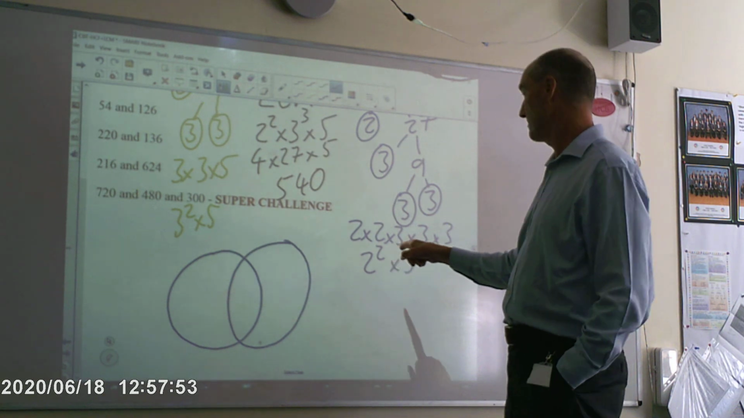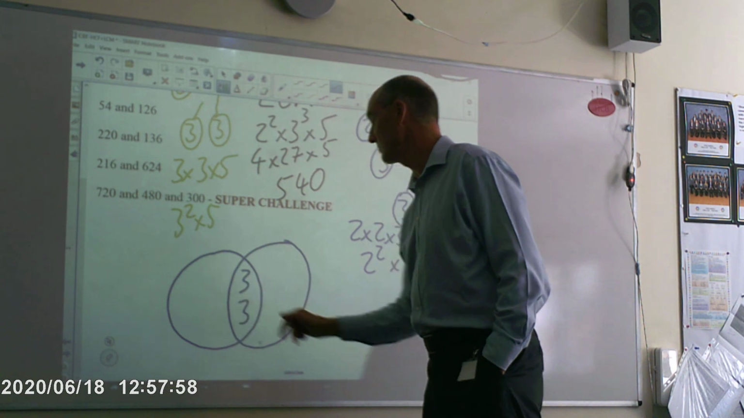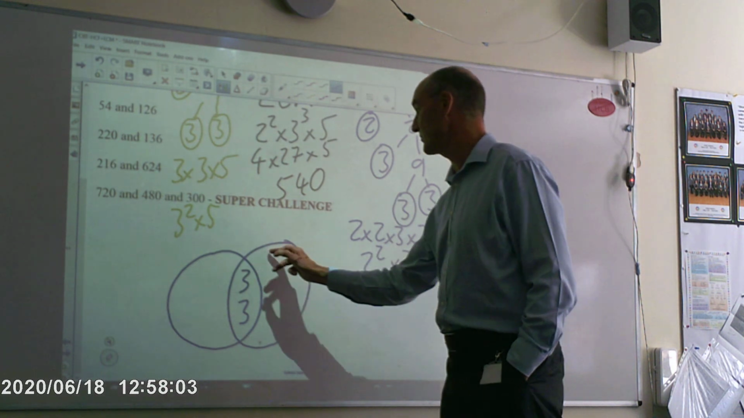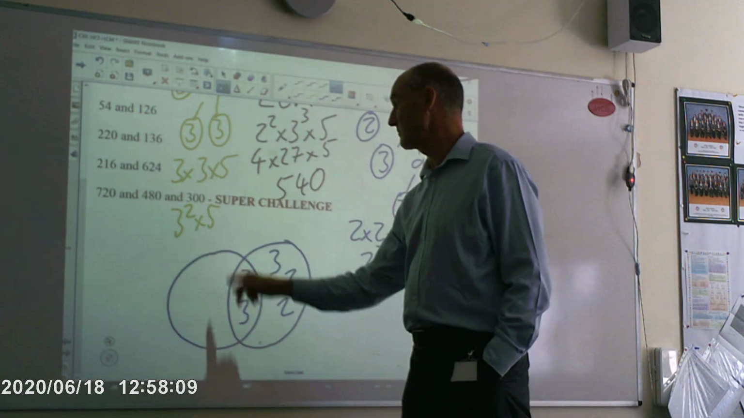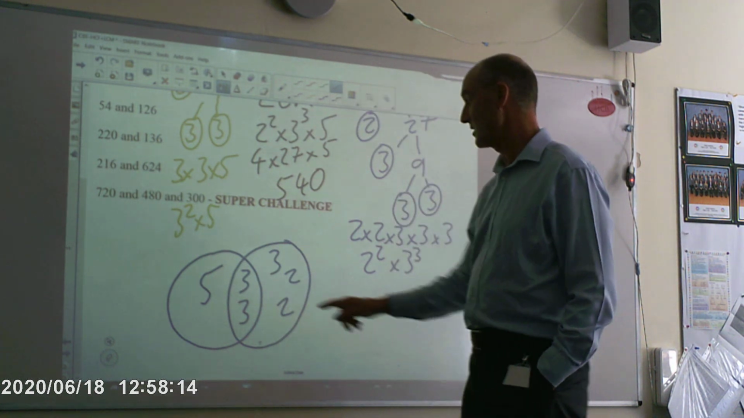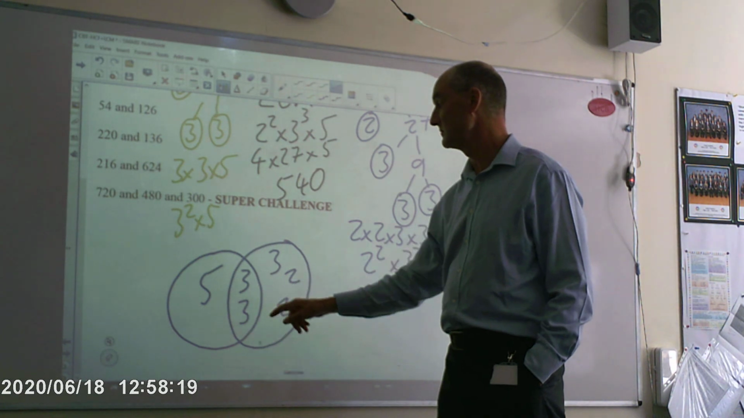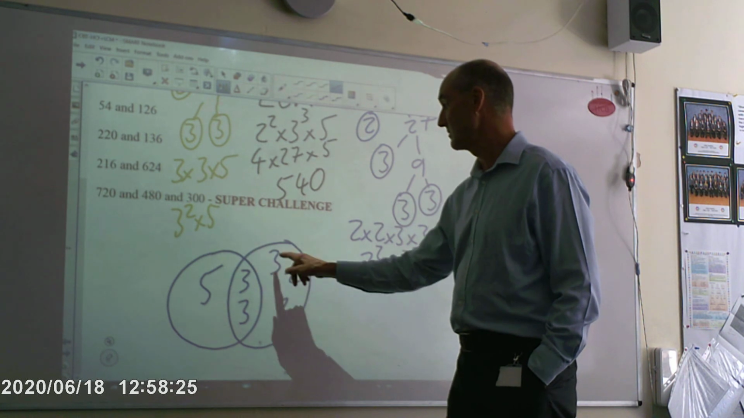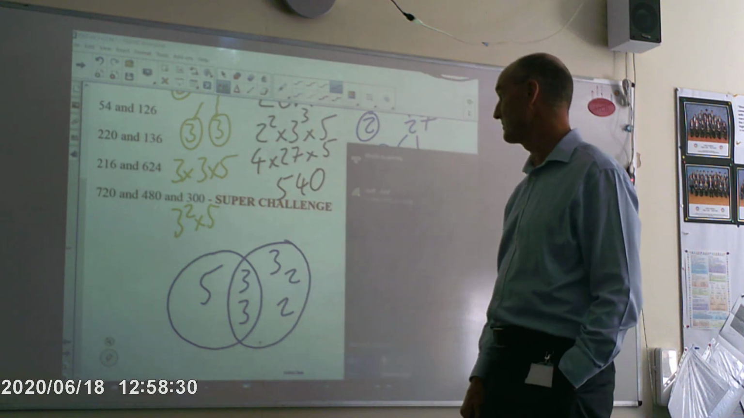What number is in both of the lists? 3 squared, a 3 and a 3. The list for 108 also has another 3 and a 2 and a 2. The list for 45 just has a 5. So, highest common factor, 3 times 3, 9. Lowest common multiple has got to be 2 squared times 3 cubed times 5, which came out as 540.